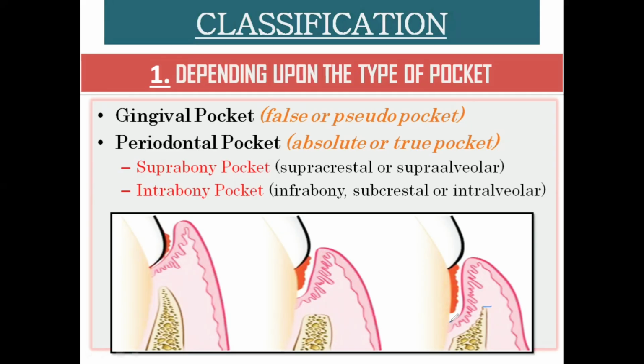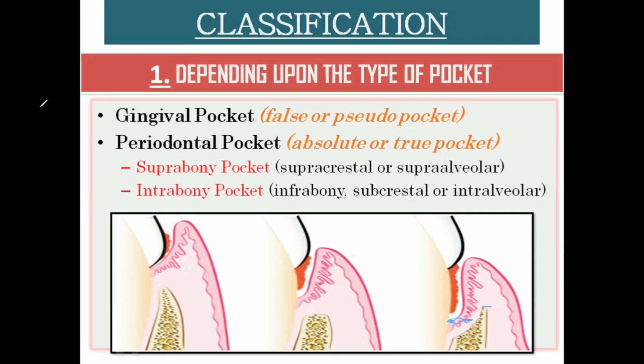Now this is the base of the pocket. Done. This is the base of the pocket. Now, if you will see, you can see here that the base of the pocket is at an inferior level than the crest of the bone. So this type of pocket will be called an infrabony, intrabony, intraalveolar, or subcrestal pocket. I think I have made it very clear how this works.